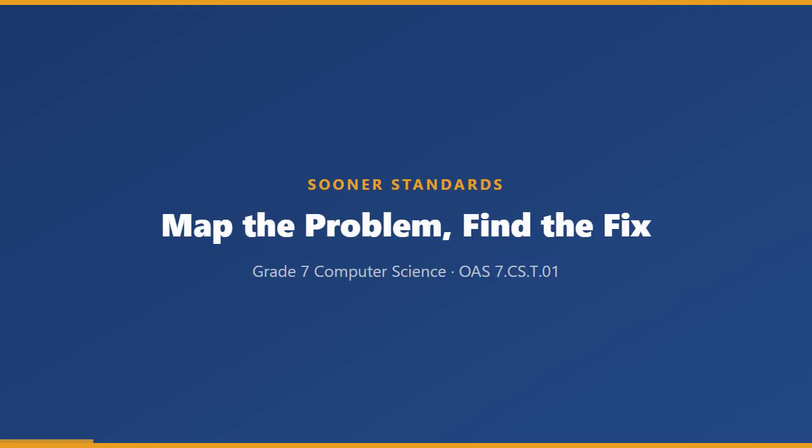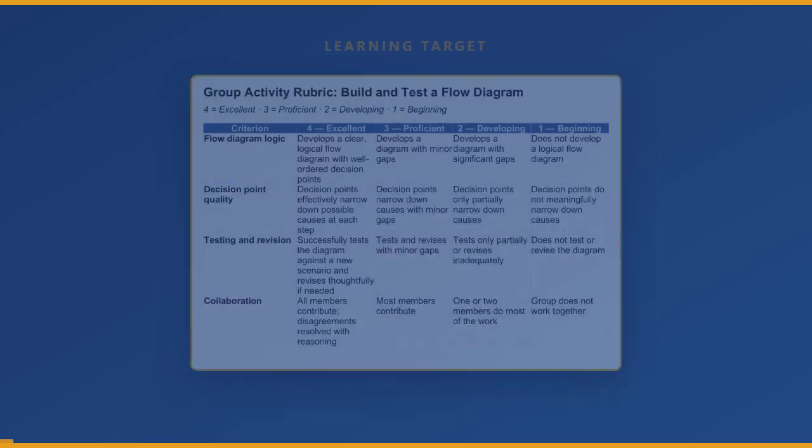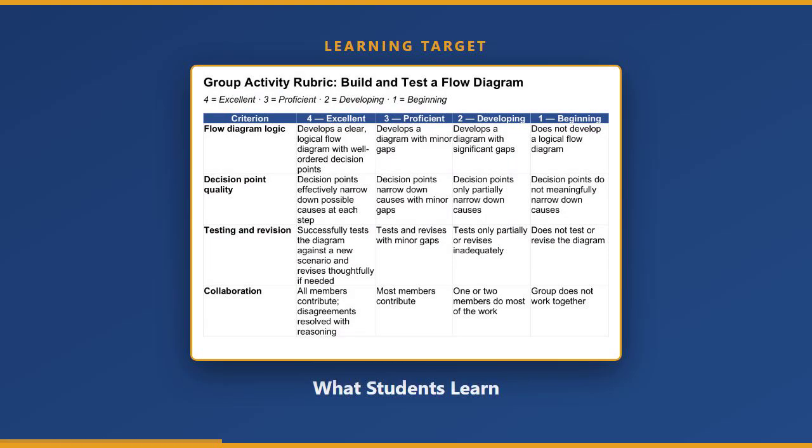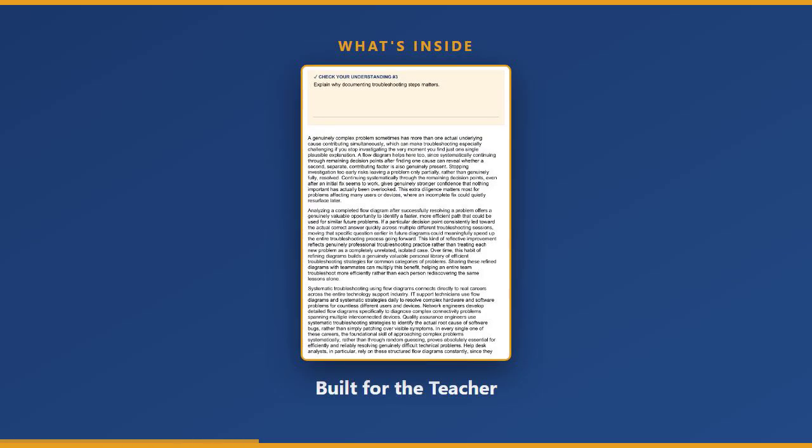From Sooner Standards, Systematic Troubleshooting with Flow Diagrams, a complete Grade 7 Computer Science unit for Oklahoma Standard 7.CS.T.01. Students learn to identify and resolve complex software and hardware problems utilizing strategies such as developing and analyzing flow diagrams inside a full teacher guide with pacing, misconceptions, and a scoring rubric, plus a content lesson with built-in comprehension checkpoints.